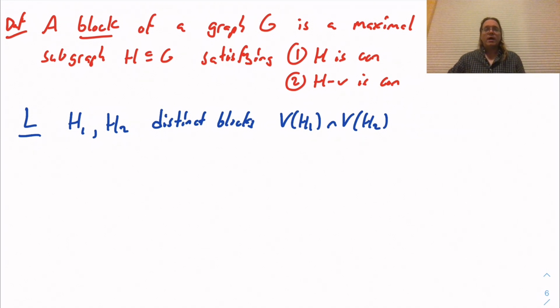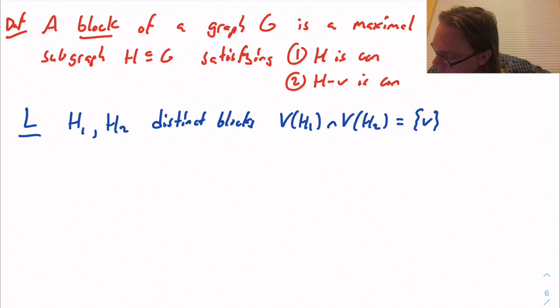Okay. So we've proved now that if you have two distinct blocks of a graph, then they overlap in at most one vertex. What happens when they do overlap in one vertex? So suppose I tell you V of H1 intersect V of H2 is equal to the singleton V. So there's this possibility. I'm giving you two distinct blocks of my graph, and they're overlapping in the vertex V.